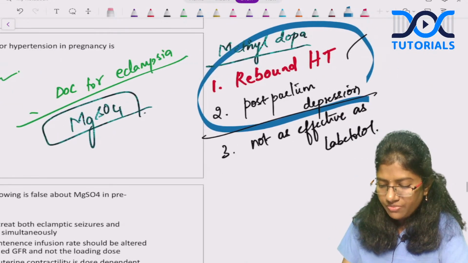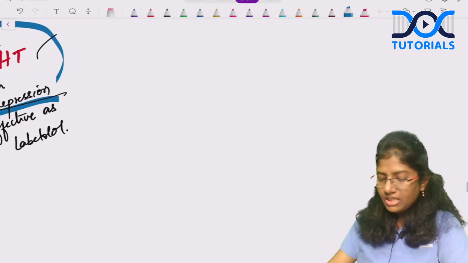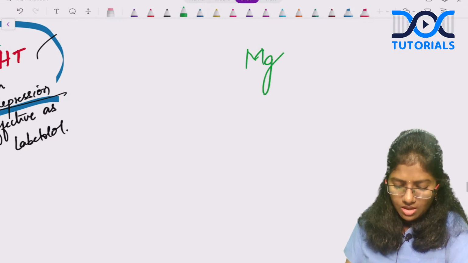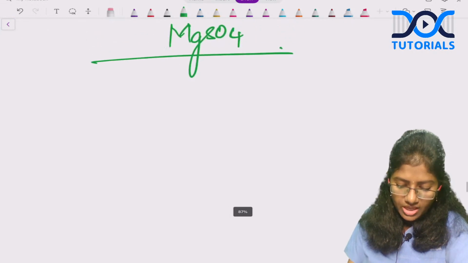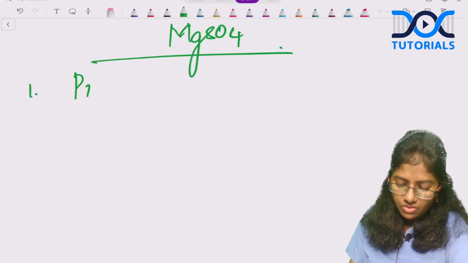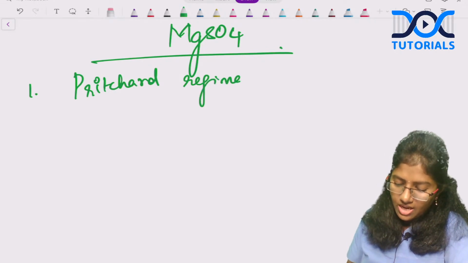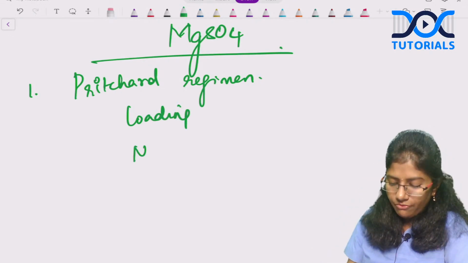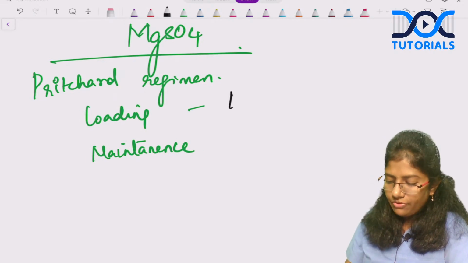Straightforward points on magnesium sulfate. What are they? Point number one: the name of the regimen is the Pritchard regimen. We have a loading dose and a maintenance dose. How do you give the loading dose? We give 14 gram in the loading dose: 4 gram diluted to 20% IV infusion.